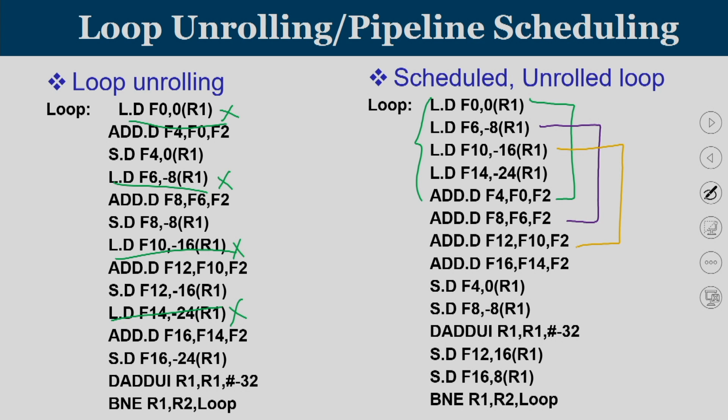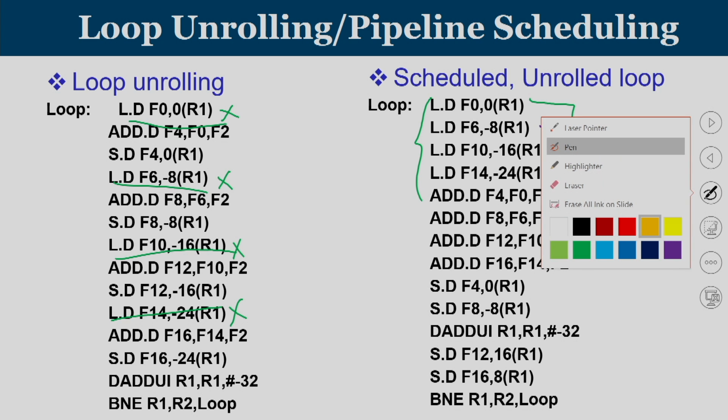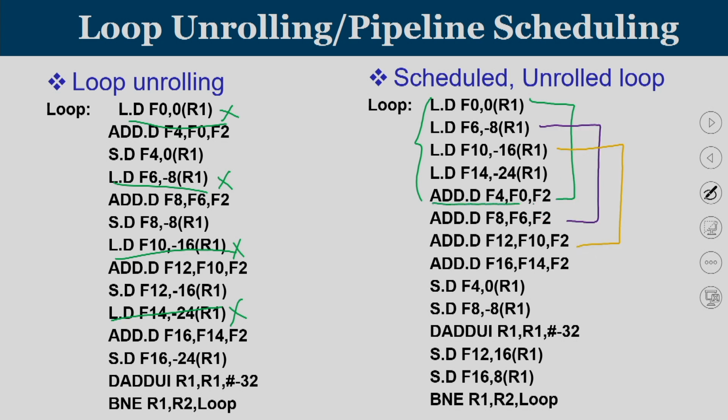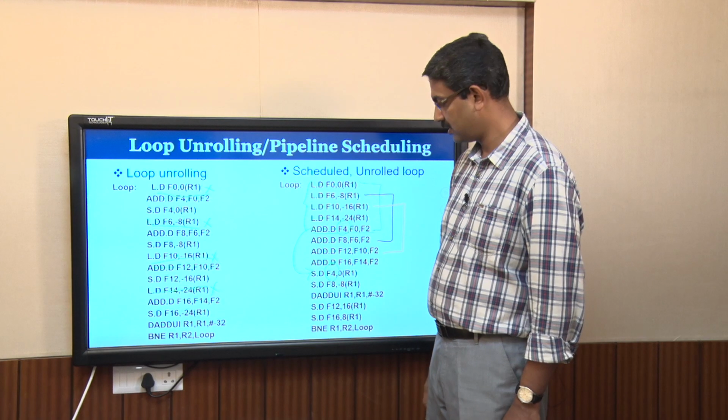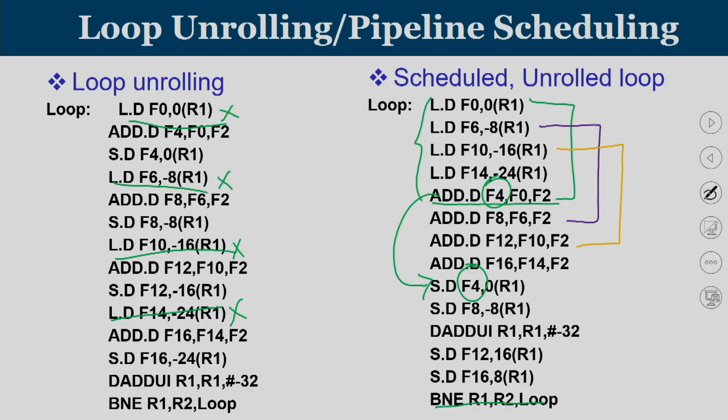So now all loads are together, all adds are together. By the time the add is over, now if you see, this is an add which is going to produce a result in F4, and that add and the corresponding store that is going to make use of F4 are sufficiently separated. So you don't have any stall in this case. In order to adjust this branch and the update value of R1, this is slightly put above. So all the stores coming after that, this 32 shifting has to be properly accommodated.